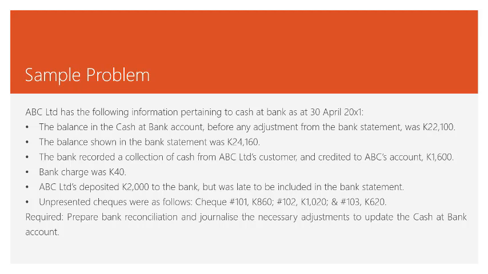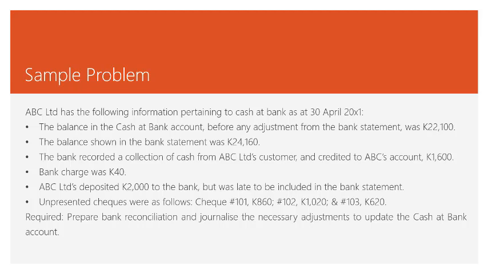The balance of cash at bank account before any adjustment from the bank was 22,100 kina. The balance shown in the bank statement was 24,160 kina. The bank recorded a collection of cash from an ABC Limited customer and credited to ABC's account 1,600 kina. Bank charge was 40 kina. ABC Limited deposited 2,000 to the bank but it was late to be included in the bank statement.